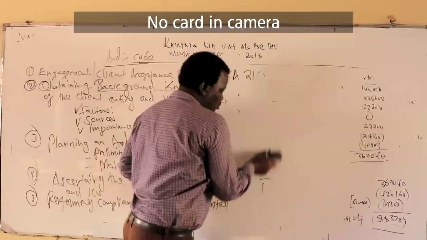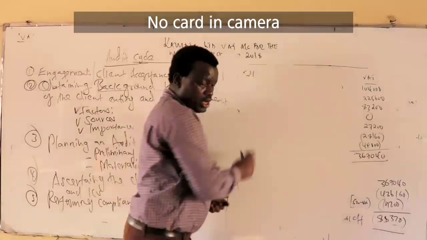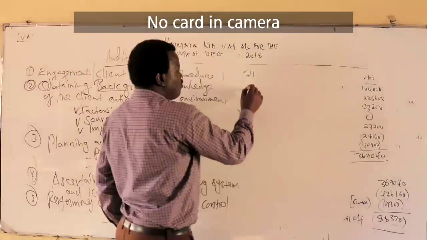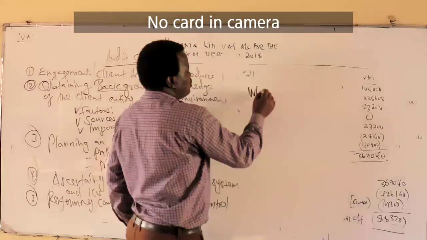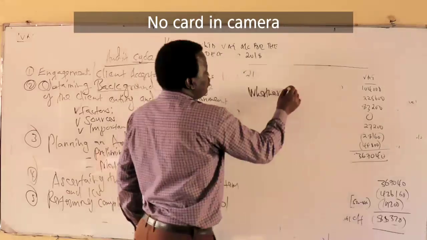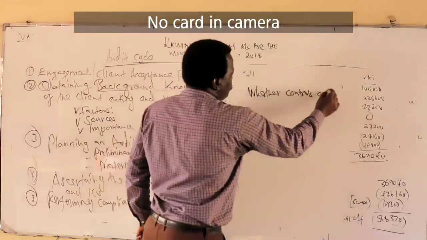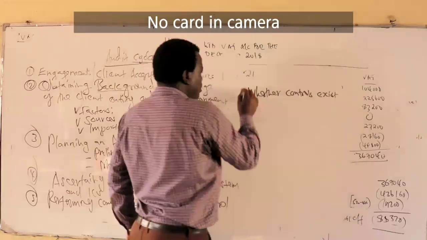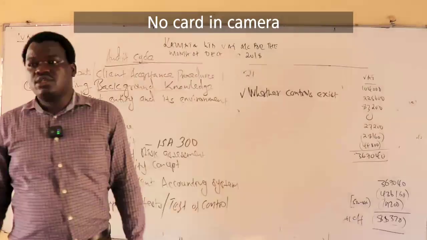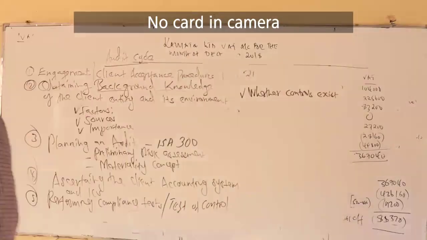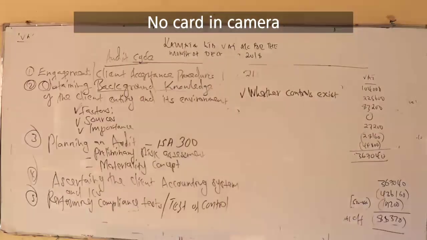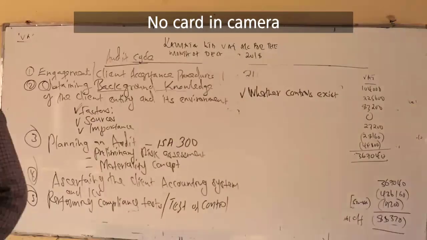One is to confirm whether controls exist. If you want to establish whether controls exist, you perform the compliance test. That's the one aim of performing compliance test on the client system: are controls in place?